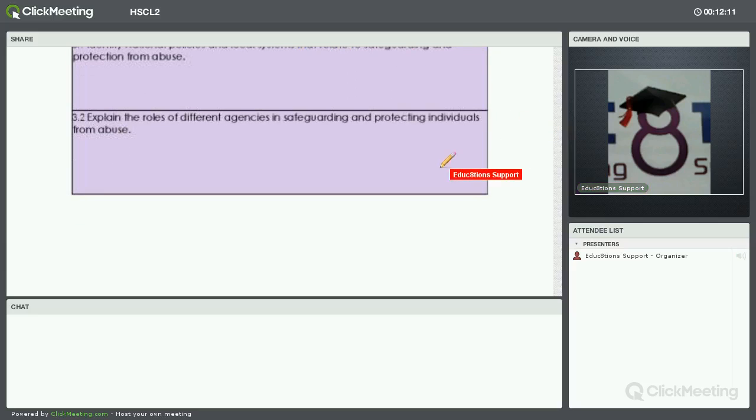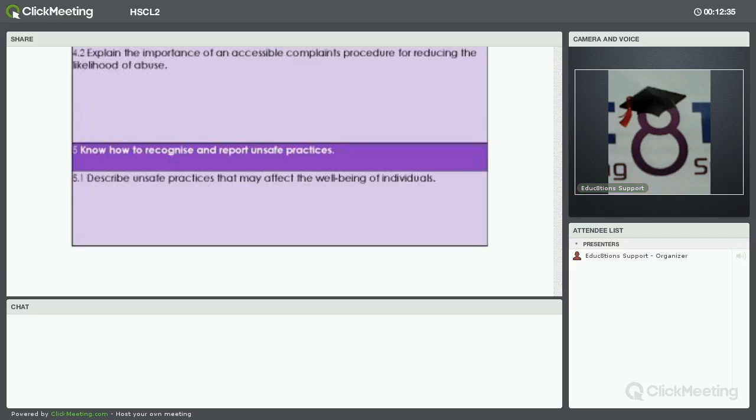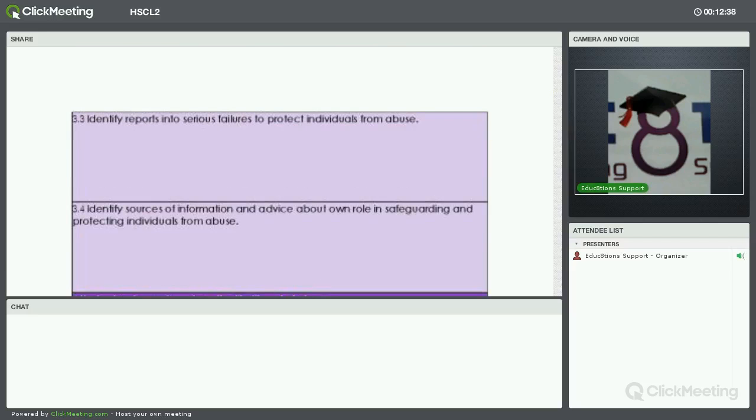3.2. Explain the roles of different agencies in safeguarding and protecting individuals from abuse. So, obviously, there's all sorts of different people that are involved, from yourselves, your managers, the doctors, etc. There's an awful lot of examples. So tell me about the different roles of all these different people and agencies.